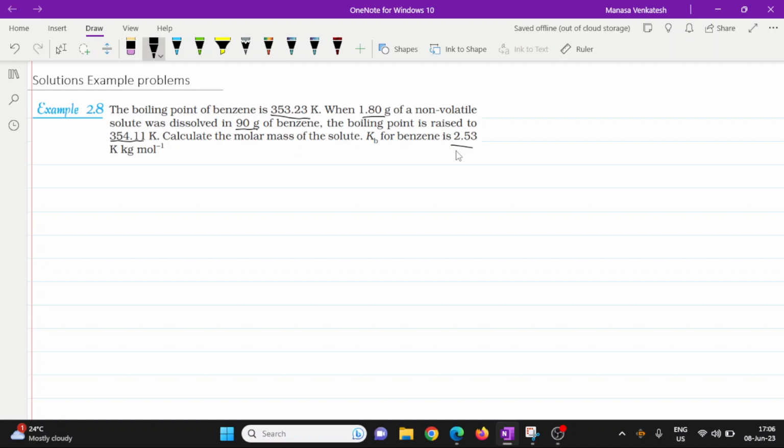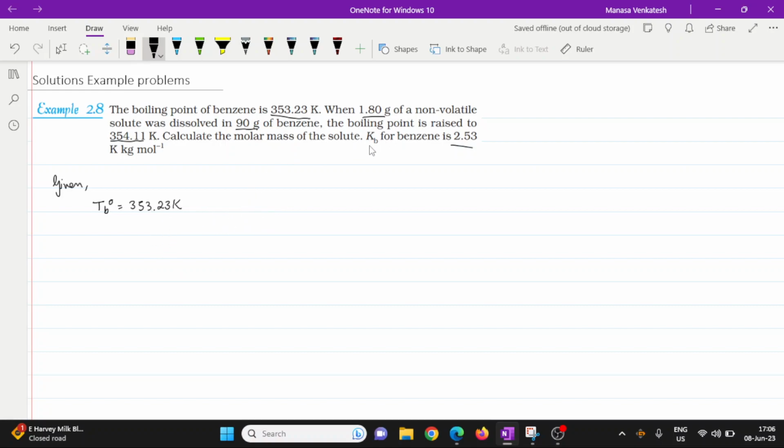So first of all, let's write down whatever we've been given. This is just going to be using the equation of calculation of the molar mass using the elevation in boiling point. So we've been given the boiling point of benzene. I'll just call it TB naught, which is equal to 353.23 Kelvin. Let's have the boiling points on this side and the masses on this side.